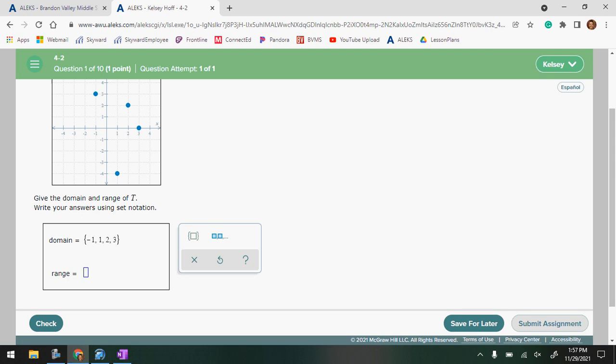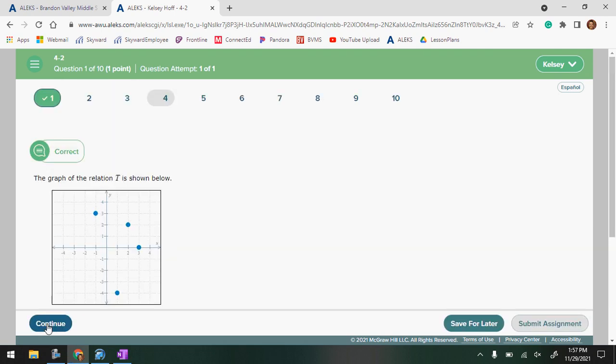3. Then I go click on range. I put my braces. Anybody, what's a number for my range? 3, 2, 0, -4. I click check. It says yes. Couple of things, guys. It tells you which one is wrong. If you get it wrong, it'll say like your domain's wrong, your range is wrong.